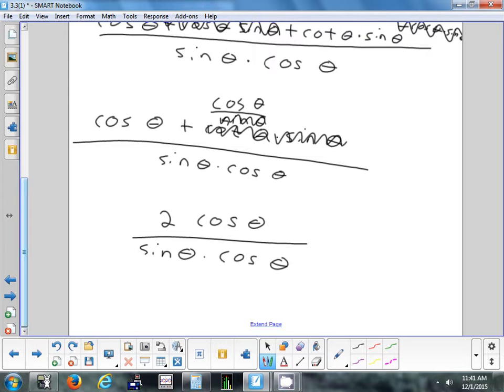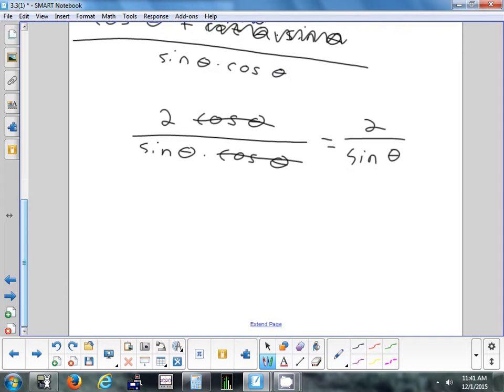Is there anything else that's now in both the bottom and the top? Cosine. That cancels out. What am I left with now? I'm left with 2 divided by sine. Or you could think of it this way: 2 times 1 over sine. That's exactly the same thing. 2 times 1 is 2. 1 times sine is sine. And what trig function do you get if you flip sine? You get cosecant times 2.